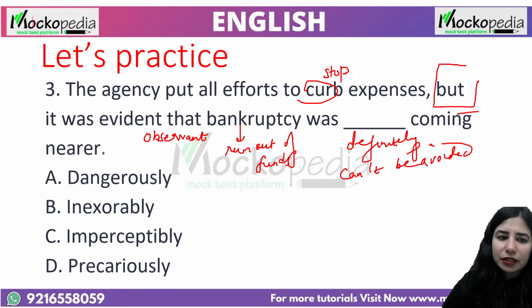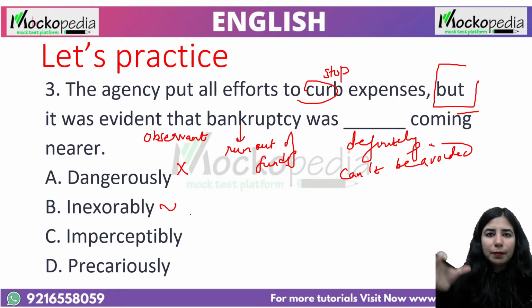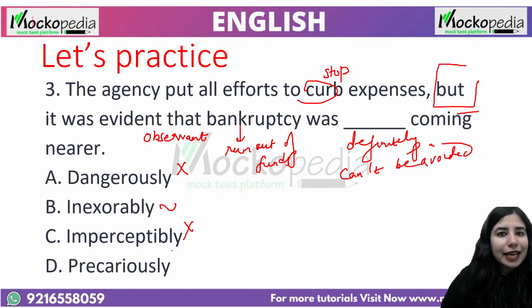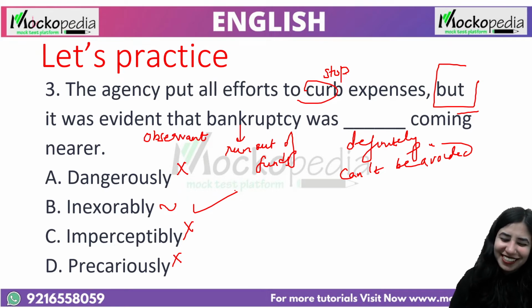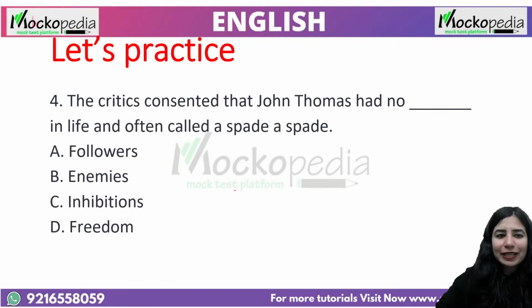Now take a look at the answer choice. Dangerously तो कैसे आएगी? हट जाएगा, right? Inexorably रख सकते हैं, मतलब जिसको आप रोक नहीं सकते. So we can definitely keep this. Imperceptibly, मतलब जिसके पास आप पासन नहीं कर सकते, right? So precariously is again dangerous, so this goes out. So B is going to be the correct answer, right? Quick, isn't it? So let's move to the next question. So try this and then we are going to discuss.